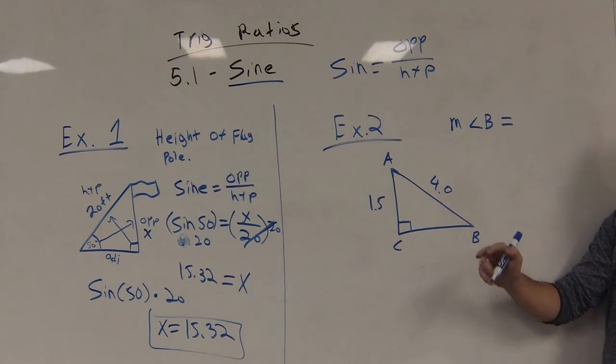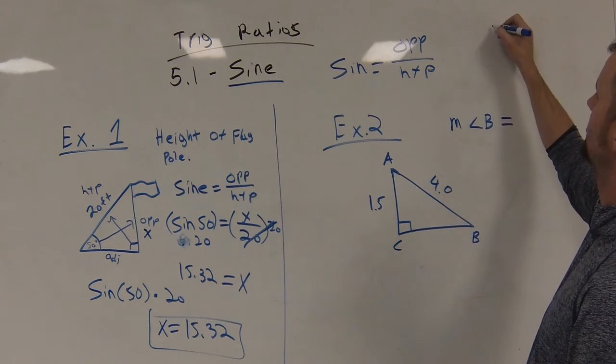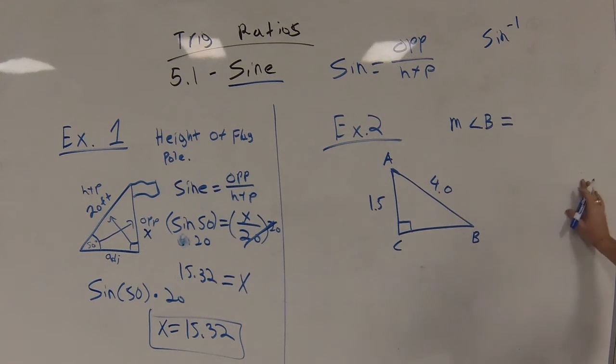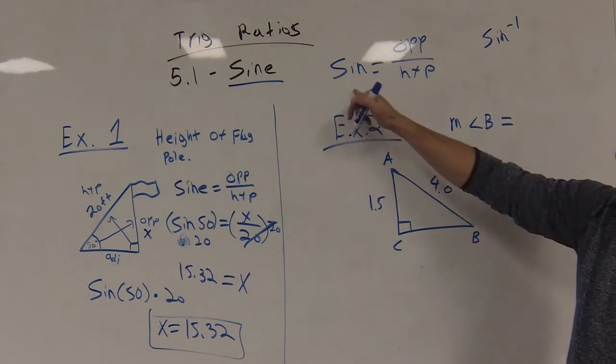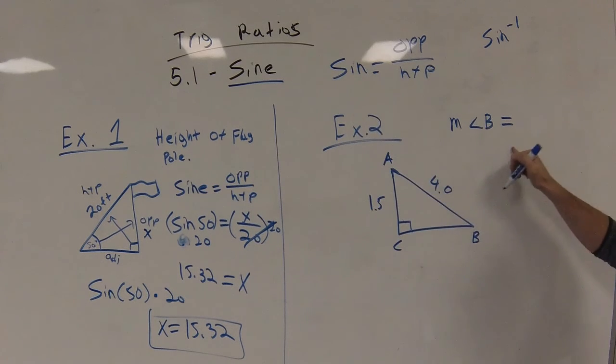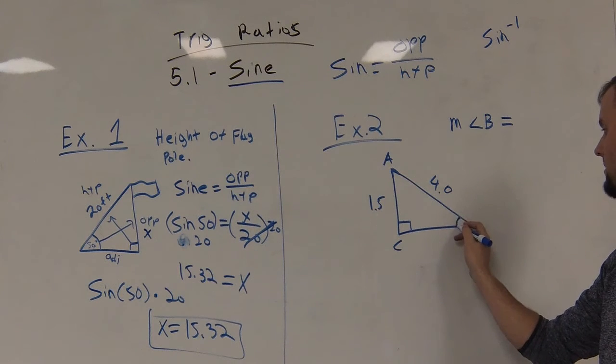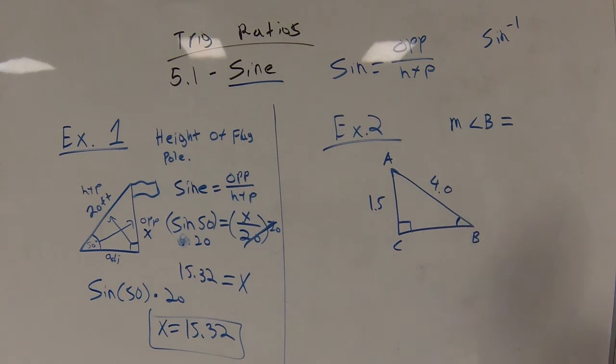All right, and so now in the next example, we're actually going to use the opposite of sine. What that means is we are going to use the inverse of sine, which looks like this. And I'm going to show you how to do this. So right now, we are also going to use the sine ratio to help find a missing angle. Ladies and gentlemen, I want to find the measurement of angle B. I do not know the measurement of angle B.